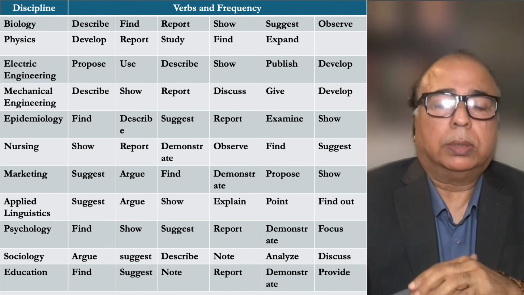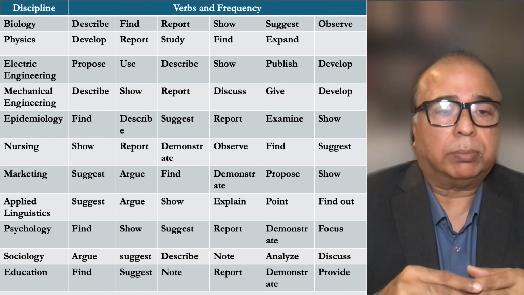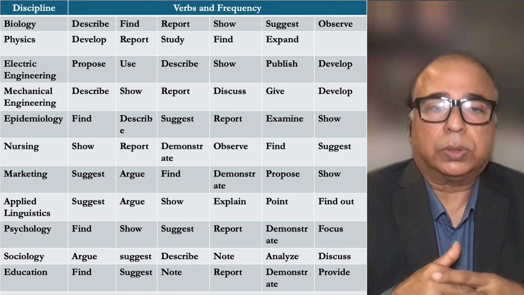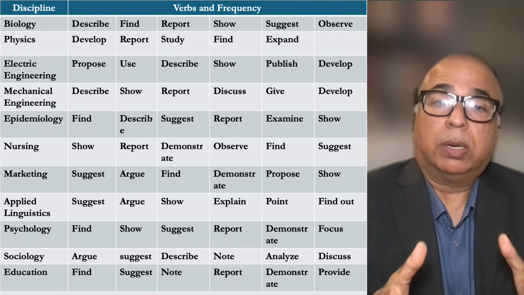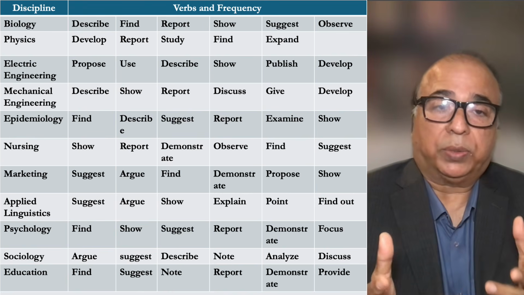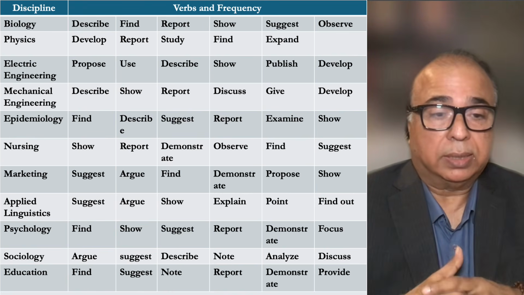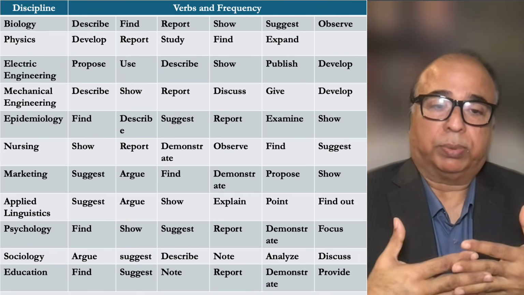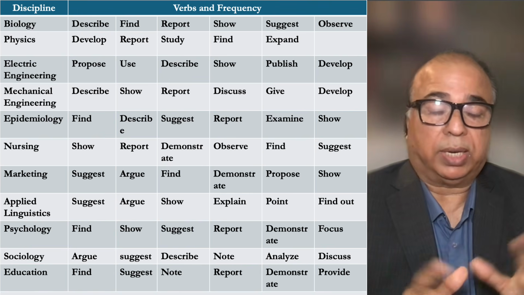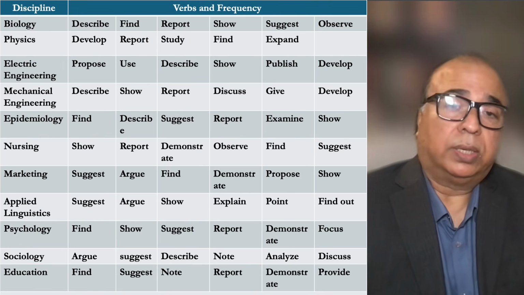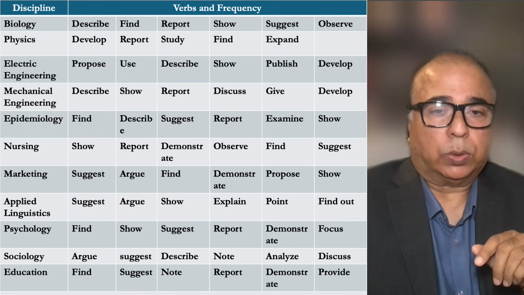So, reporting verbs. Why is it important? The different disciplines, such as biology, physics, electrical engineering, mechanical engineering, nursing, sociology, and education, use different reporting verbs and different frequencies, how often they appear. My field, I teach English, I'm in the humanities, education. So in my discipline, we use the authors find, suggest, they report, they demonstrate, the authors provide evidence. These are the verbs that you will be needing to write in your summary.